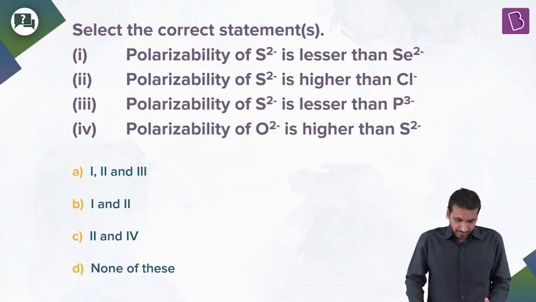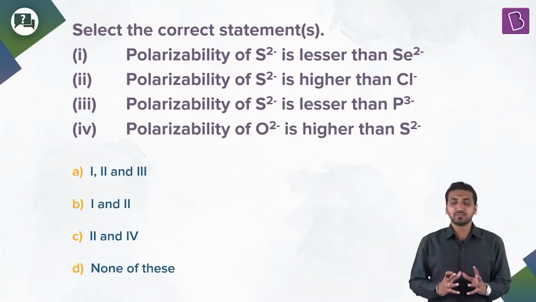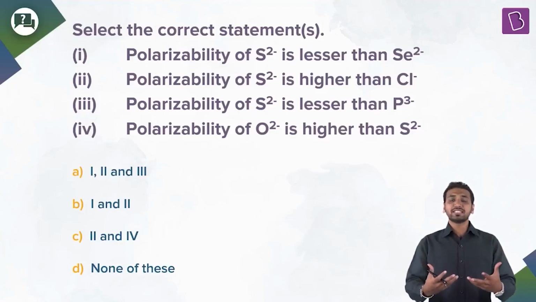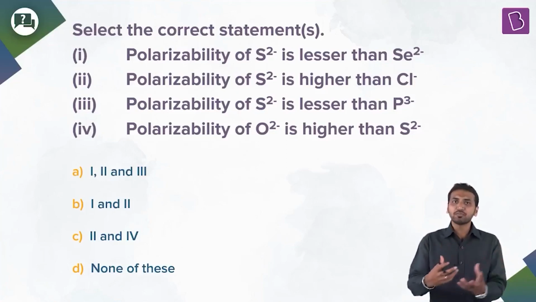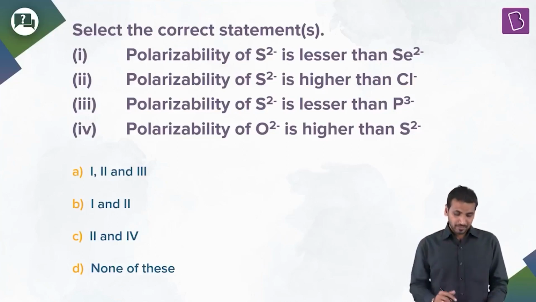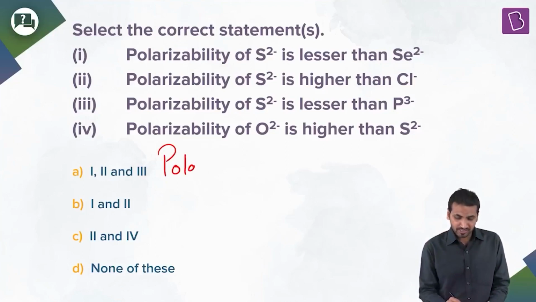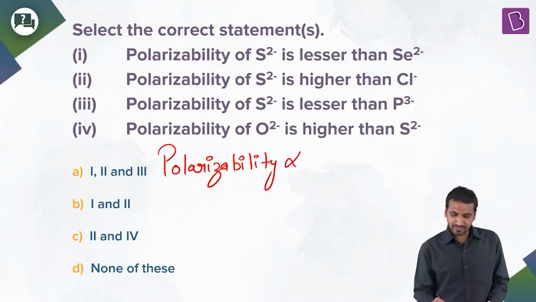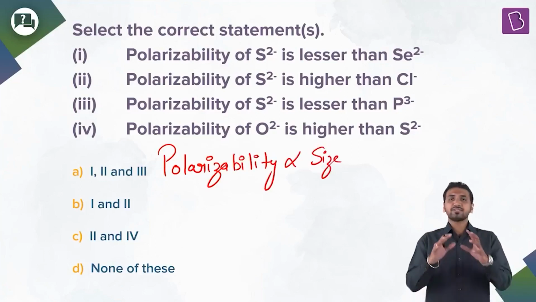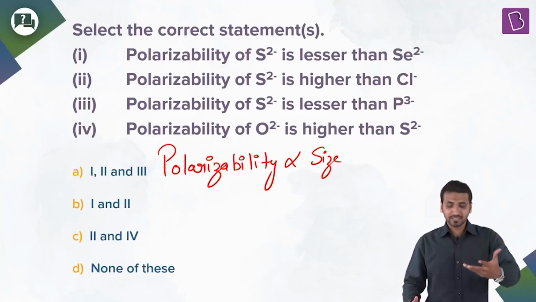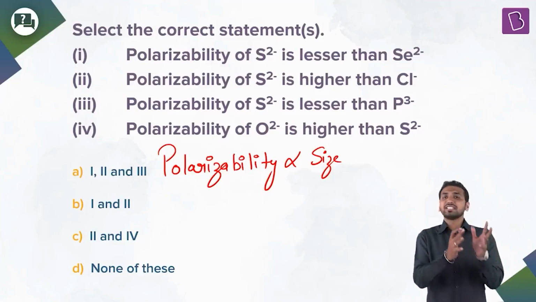Okay. See, let's try and understand what basically polarizability is. Polarizability is the tendency to get polarized. It is the ability of a species to get polarized, right? It is basically the distortion of the electron cloud. Polarizability depends on two fundamental factors. The first is size. See, if size is large, polarizability is going to be higher. It will be easily polarized. So, polarizability is directly proportional to size.